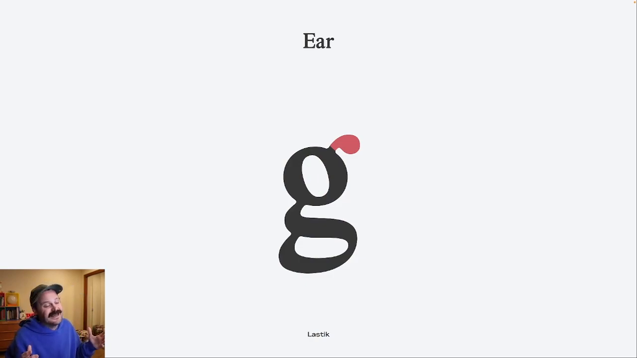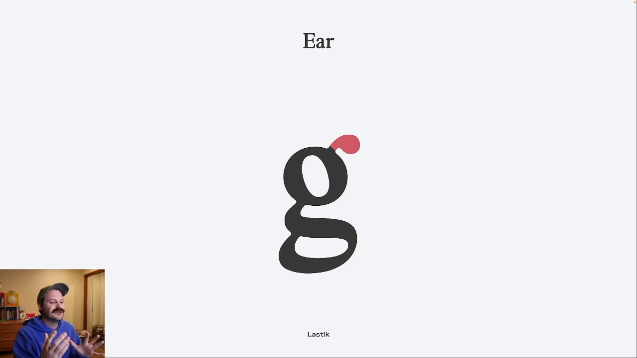Now we switched up the typeface here on you. Instead of Hidaki, now we're using this typeface Lastic because the lowercase g in Hidaki is a little too fancy and it doesn't have all the regular parts. So here the lowercase g is very unique in its anatomy, and it starts off with the ear.